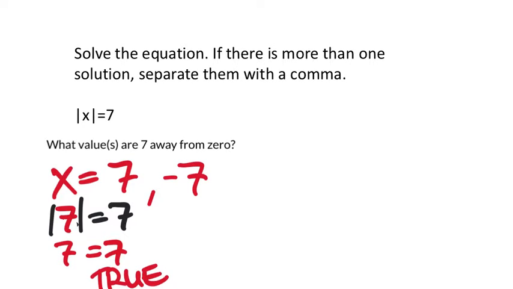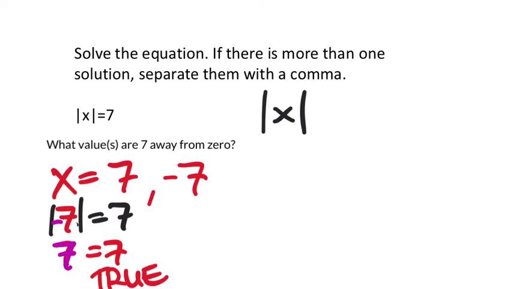Well, what if I made that 7 a negative 7 right there inside the absolute value? Yeah, it's still 7 away from 0 here. So that would still give us this 7 right there, which is still true. See that?